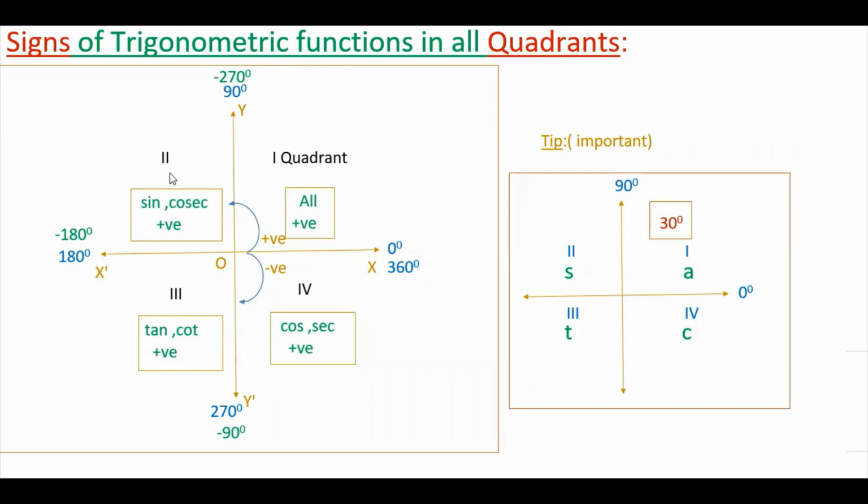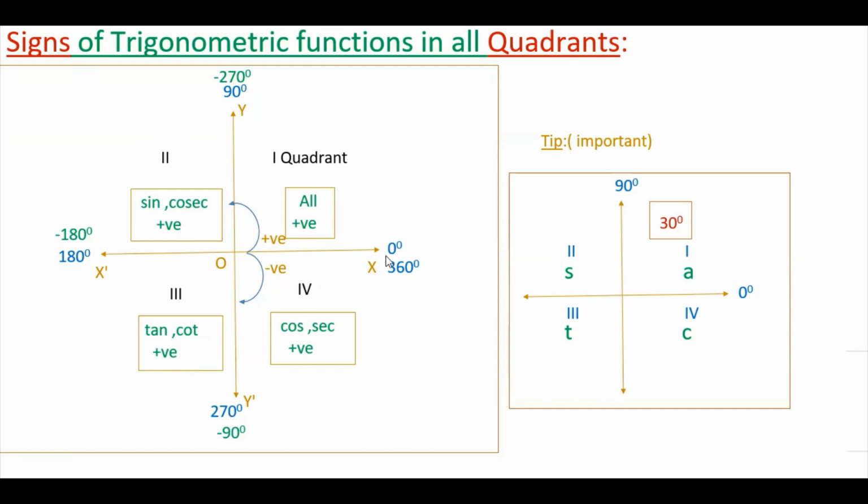And in the second quadrant, only sine and cosecant are positive, remaining all are negative. In the third quadrant, tan and cot are positive, remaining are negative. Similarly, in the fourth quadrant, cos and secant are positive, remaining are negative. If it is negative, you have to consider like this: 0, minus 90, minus 180, minus 270. Positive means like this: 0, 90, 180, 270.